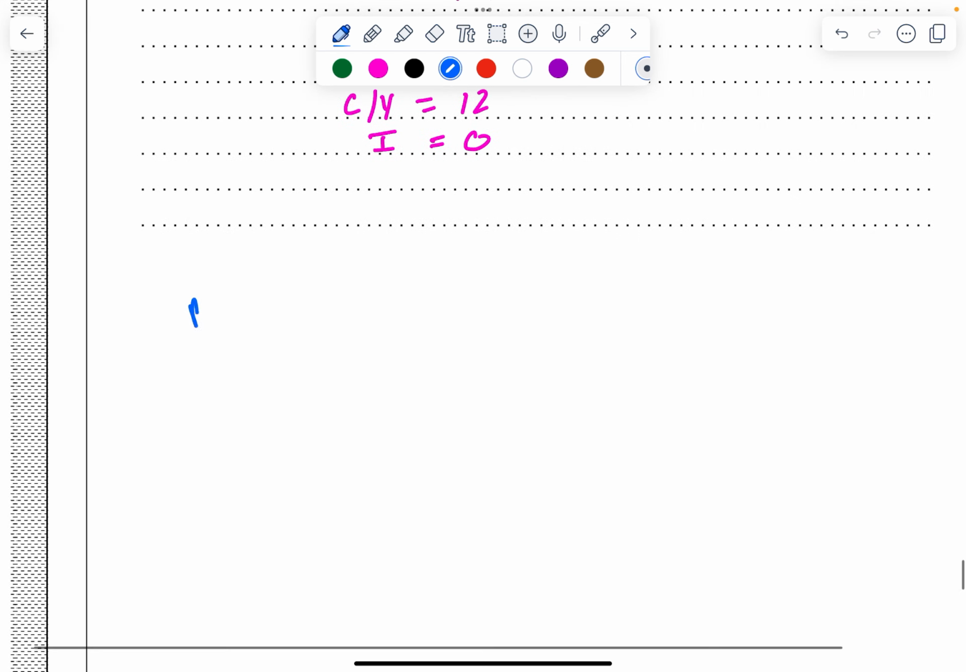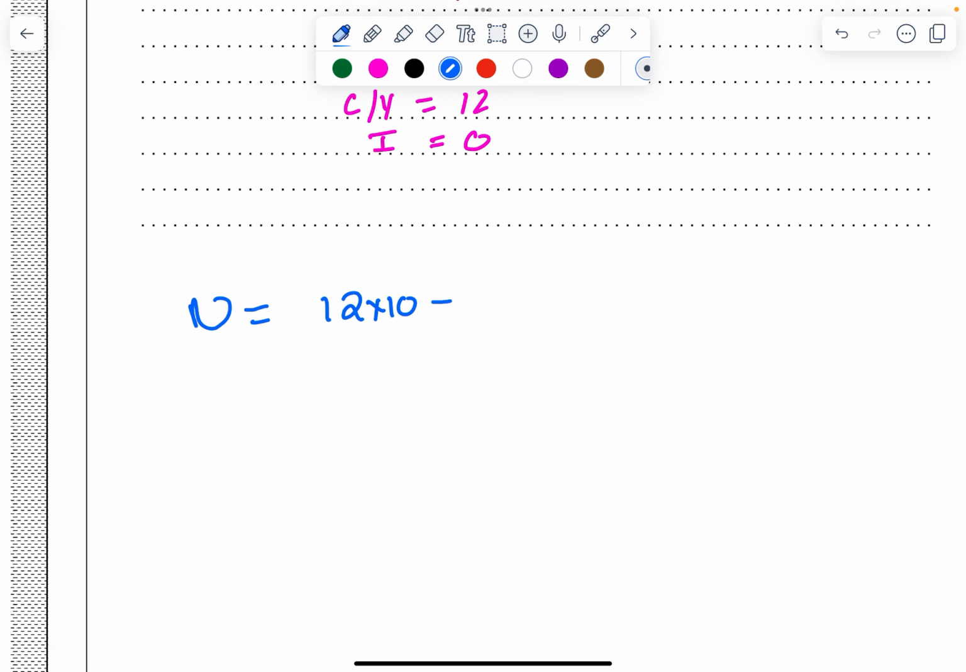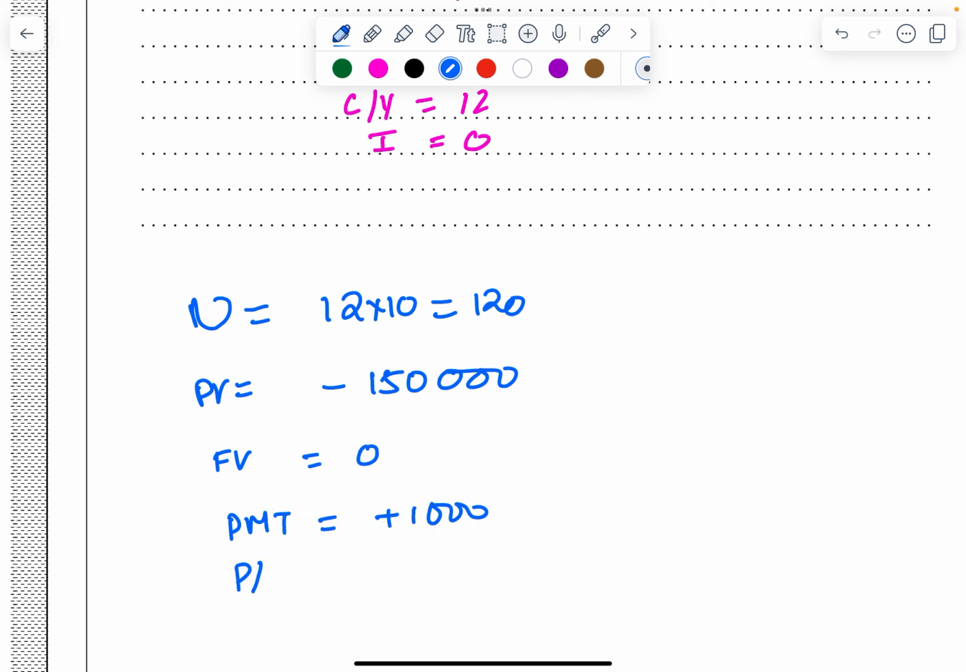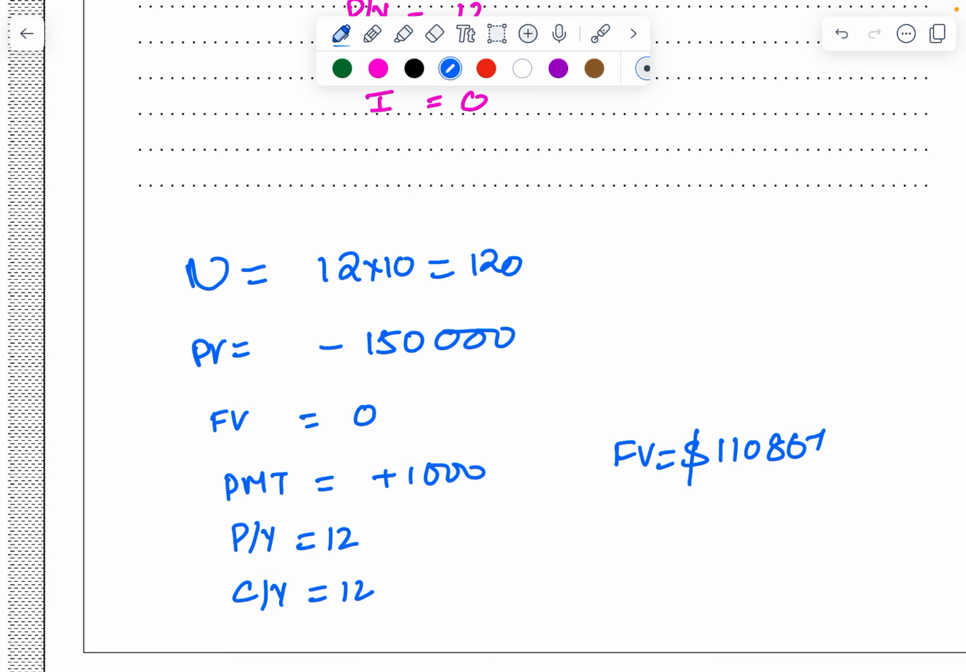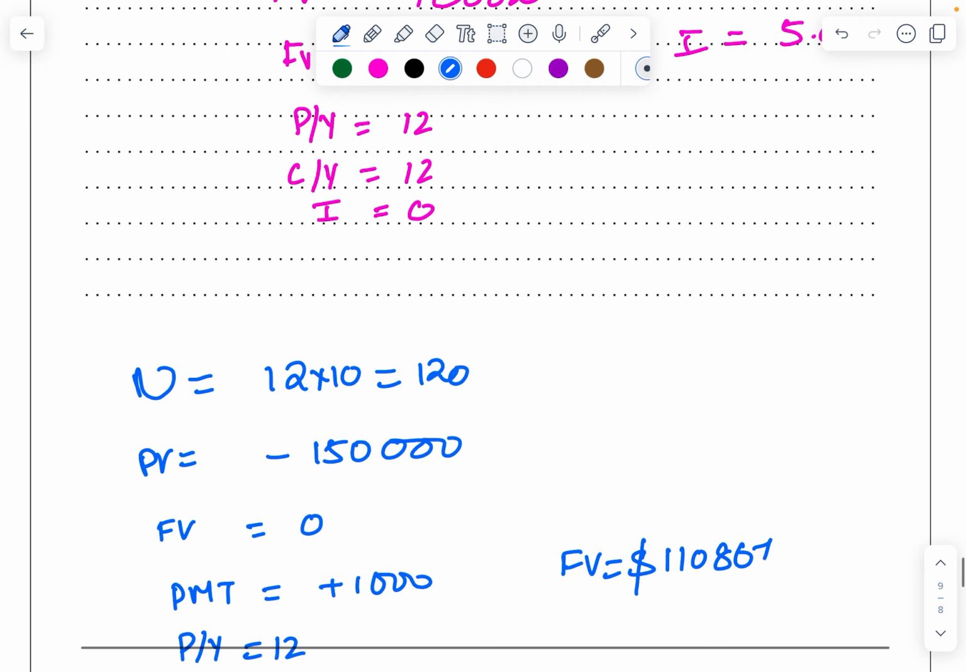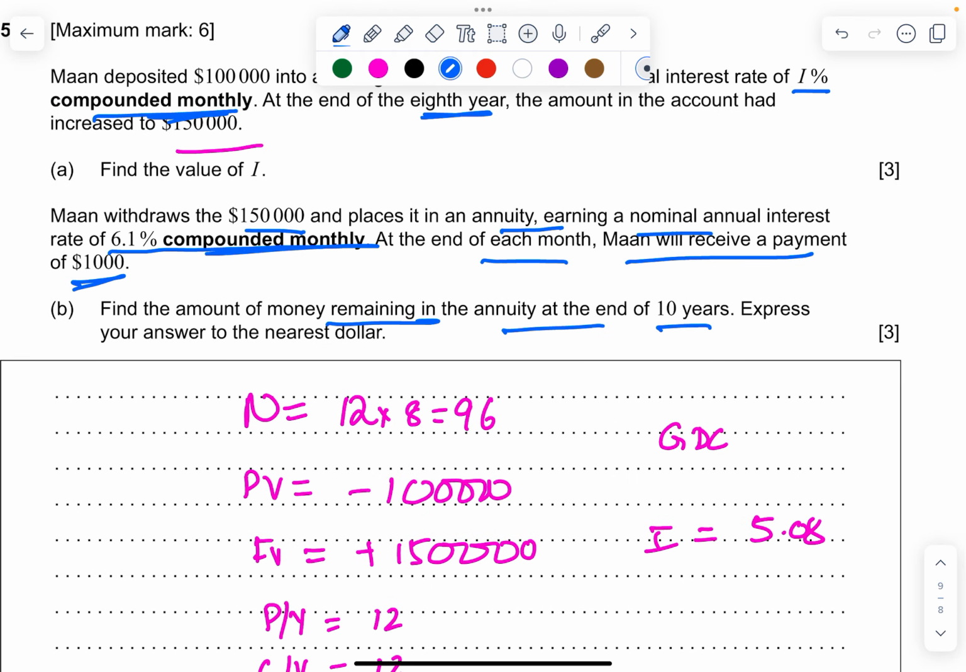In this case, n equals 10 years, 12 times 10, which is going to be 120. Now the principal value is going to be minus 150,000 because he's depositing. The future value we have to calculate, PMT is going to be plus 1000 since he's receiving it, and P per Y is 12, and C per Y is also going to be 12. Then find the future value, which is going to be 110,867. That's going to be the answer. Use the GDC in a proper way, you should be able to get that answer.